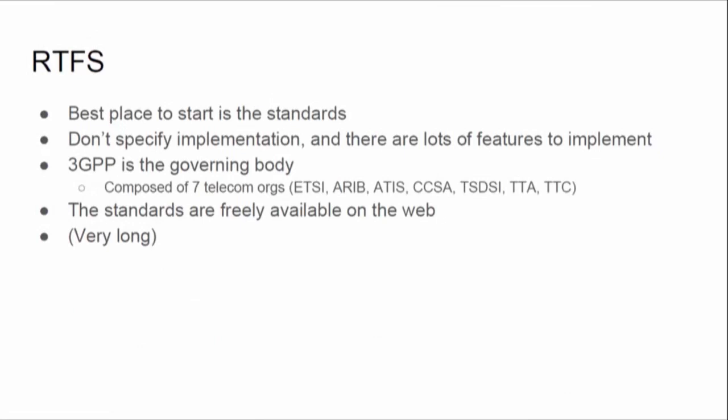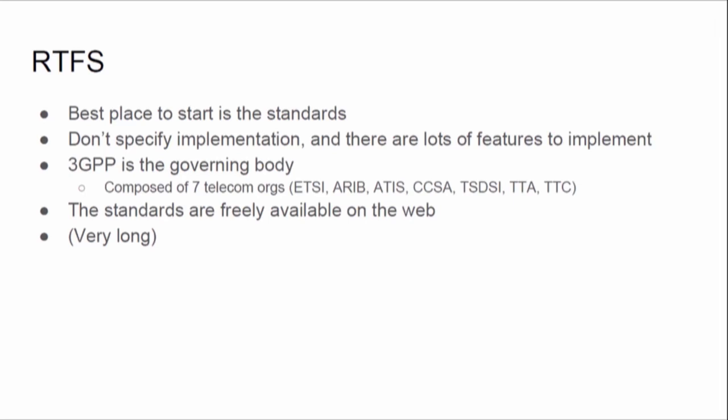The best place to start looking for bugs is the standards. They don't specify any kind of implementation. They just say what it should look like. And it's totally up to the vendor and the carrier and the OEM to work this out. 3GPP is the organization which says these are the standards we're going to deal with. It's made up of several different organizations, and they all argue and eventually agree on something.